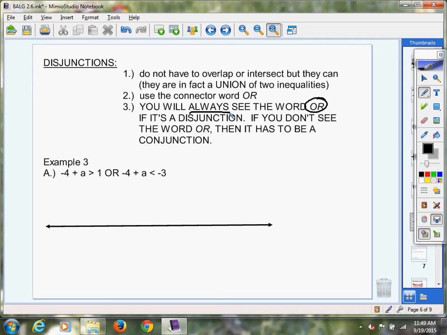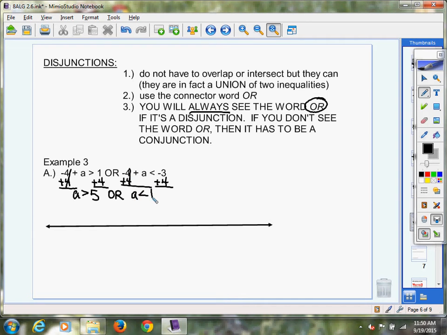Clearly we see two different inequalities. We have -4 plus a is greater than 1, or -4 plus a is less than -3. Your first objective is to get a by itself, so we know what to graph. So let's add 4 to each side, and we'll have a is greater than 5, or let's add 4 to each side, a is less than 1.